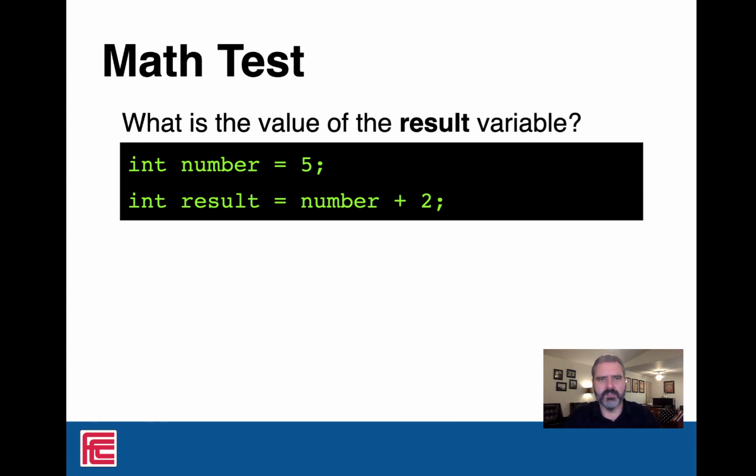Kind of doing this in the form of a test. Here I've got an int number equals 5. The number is always going to be 5. I'm just doing this so you can see that, oh, hey, look, I can combine variables and literals together to create expressions. So the result is going to be whatever that number is plus 2. Well, number is 5, plus 2 is 7.